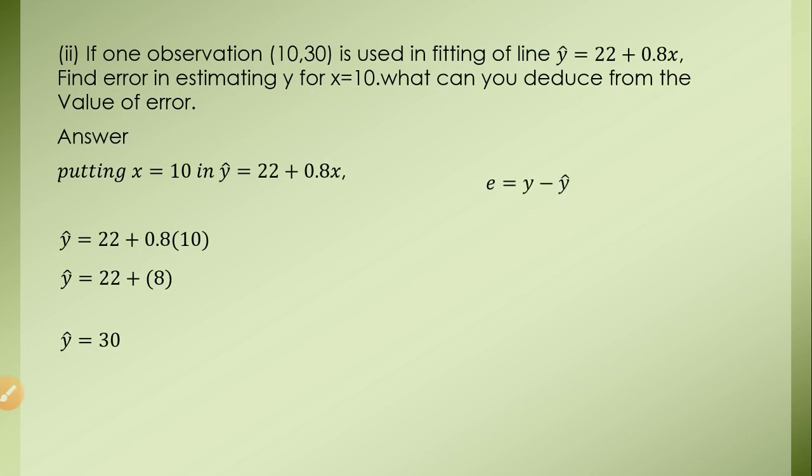Now we'll find the error. Error is y minus y cap. What is y? You can see in the question, x is 10, y is 30, and you can see the estimate is also 30. So y and y cap are both 30. So there is no error. That means that actual and estimate are both the same.